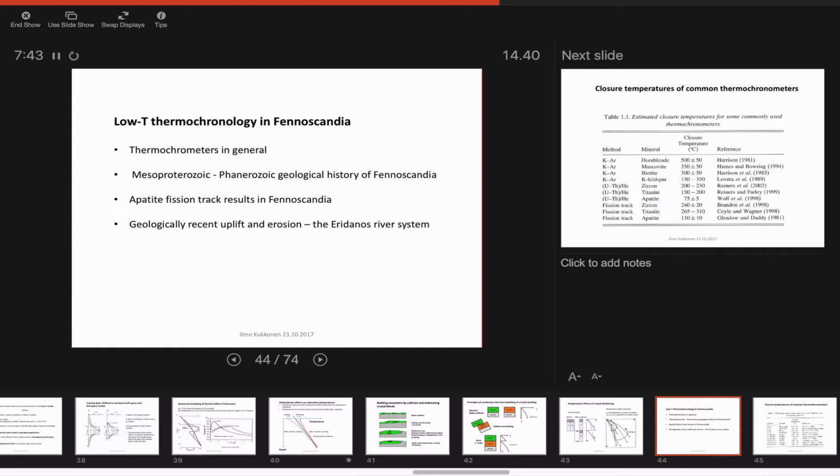And then we look at the geological history in Fennoscandia after the end of the orogenic times, Svecofennian times. And then we look at some apatite fission track data, and we look at some recent uplift and erosion events that have presumably taken place here in Fennoscandia.